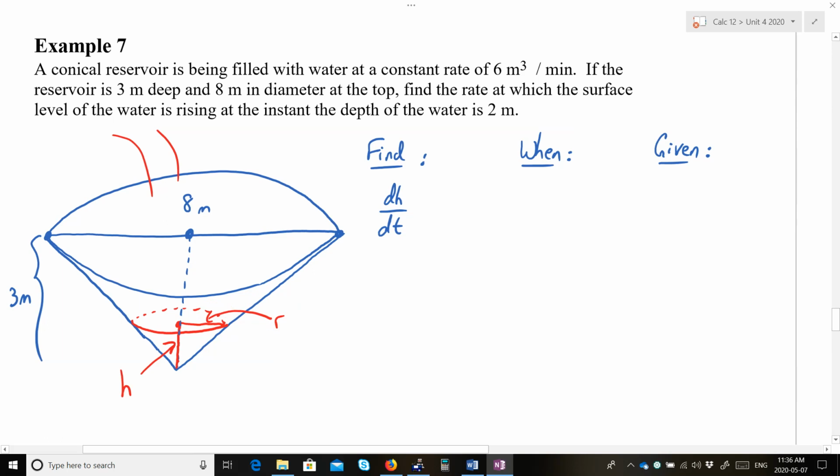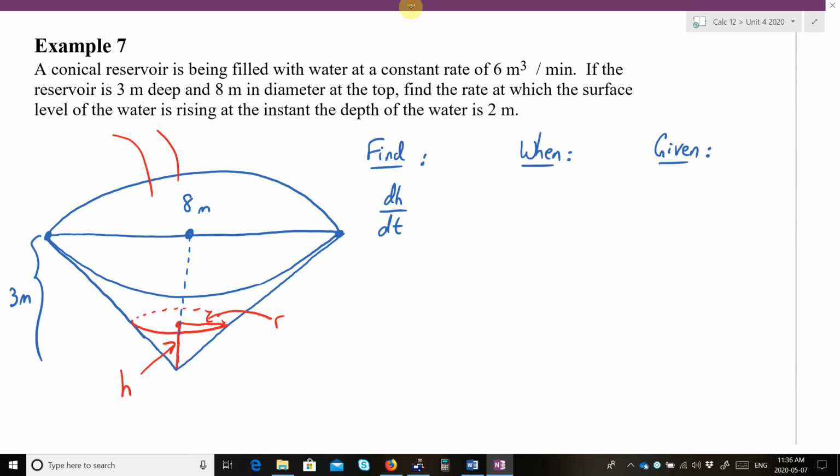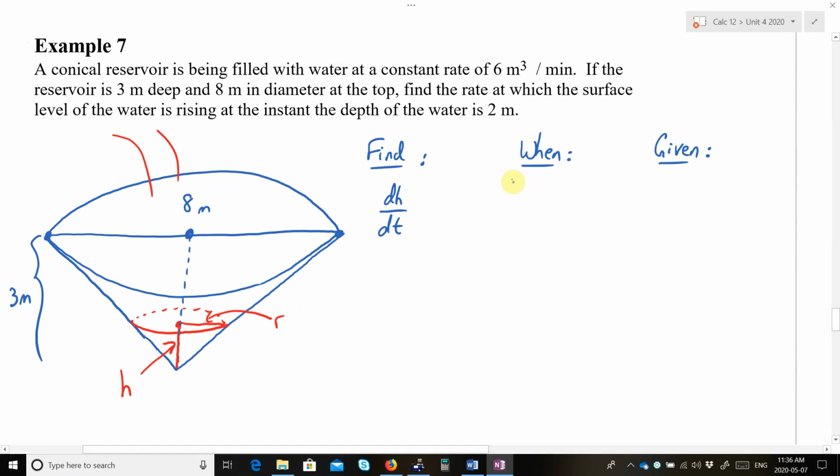So find the rate at which the surface level of the water is rising, at the instant the depth of the water is 2 meters. So the when is when h is equal to 2 meters. And the conical reservoir is being filled with water at a constant rate of 6 meters cubed per minute. So we are given the change in volume with respect to time, which is 6 meters cubed per minute.